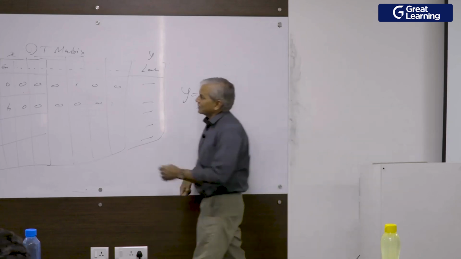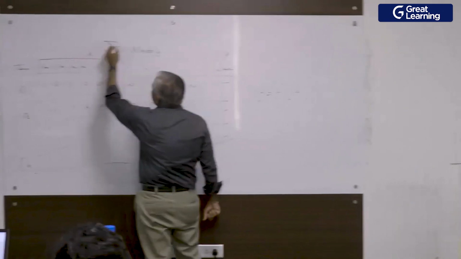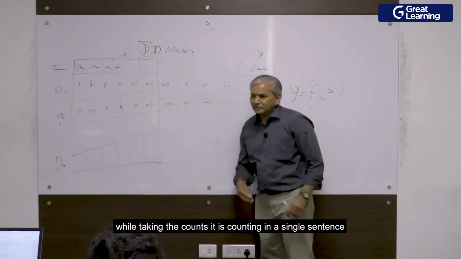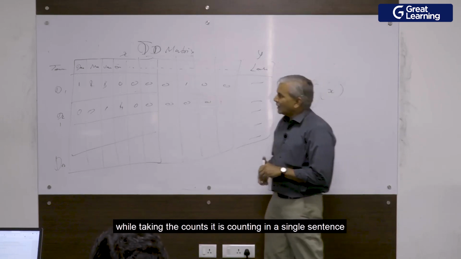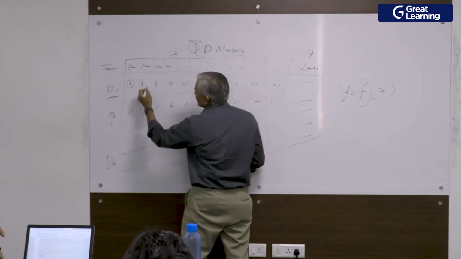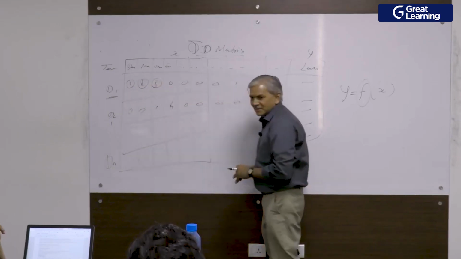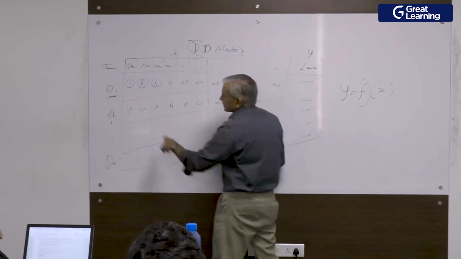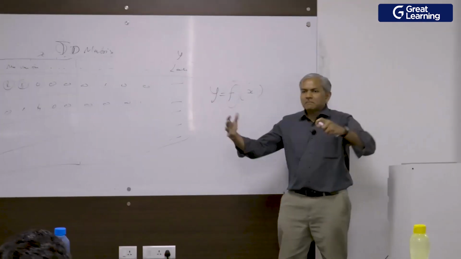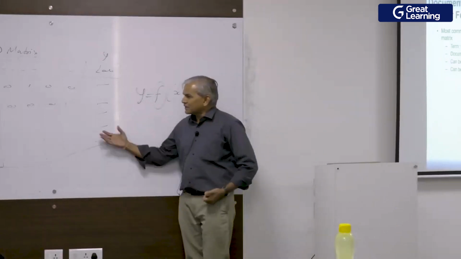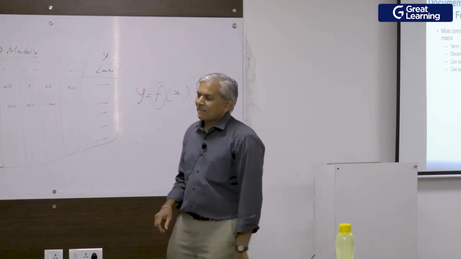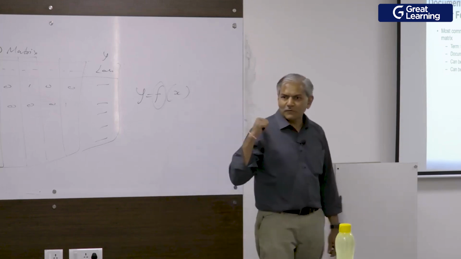Some people use document term matrix. Some people use term document matrix. It doesn't matter, which is the transpose of this. So when taking the counts, it is counting in a single sentence? Yes. In the first sentence, how many times this word occurred, how many times this, how many times this. Right? So these are all sentences, we call them the documents. So you have a very sparse matrix of numbers, and on this we will build our models. All of you okay?